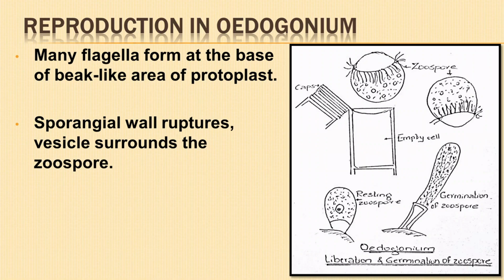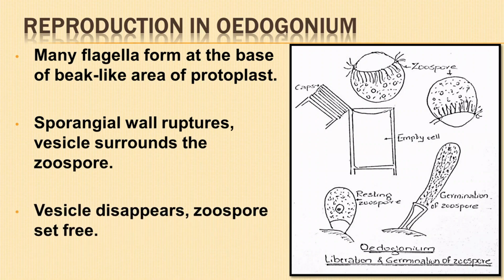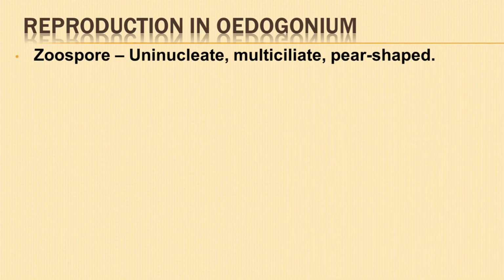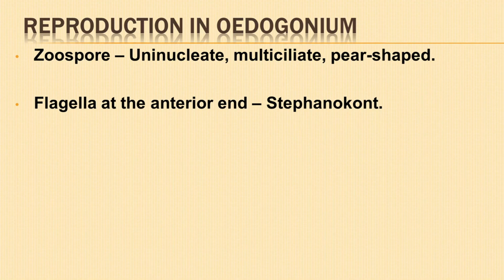A vesicle containing mucilaginous substance surrounds the zoospore. The vesicle later disappears and the zoospore is set free into the water. The zoospore is a uninucleate, multiciliate, ovoid, spherical or pear-shaped structure. The anterior end is hyaline and flagella are seen just beneath it. Such an arrangement of flagella is called stephanocont.